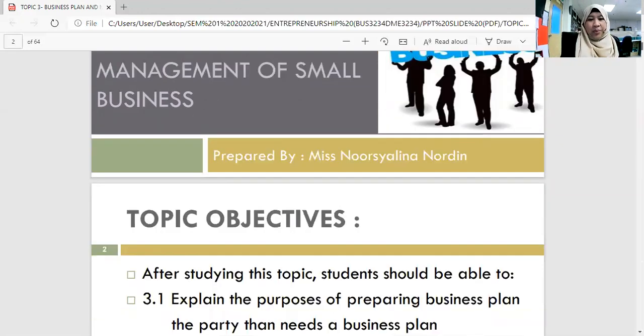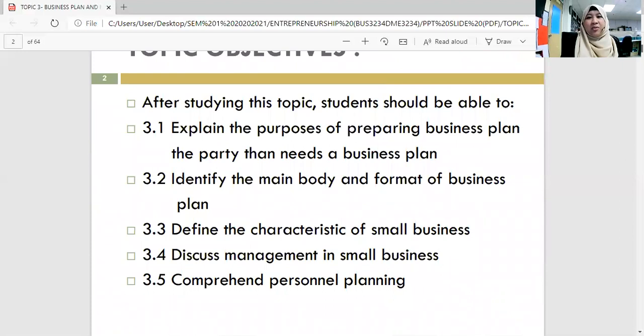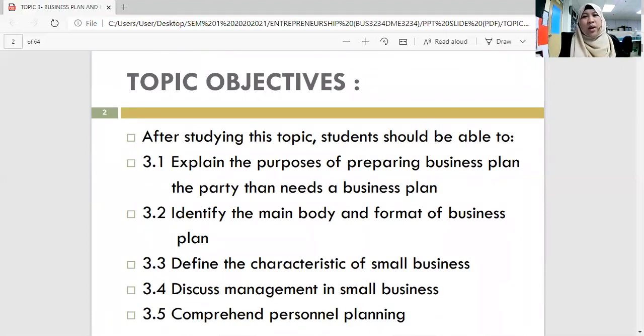All right. So for the topic objectives, we do have 5. Even though it's just one topic, it comprises quite a big subtopic. After studying this topic, the student should be able to: one, explain the purposes of preparing a business plan and the parties that need a business plan; two, identify the main body and the format of the business plan; three, define the characteristics of the small business; four, discuss management in the small business; and five, comprehend personnel planning. For those who do not know what personnel planning means, personnel refers to your employees, your human capital, your manpower, and how we plan to recruit our manpower in the company.